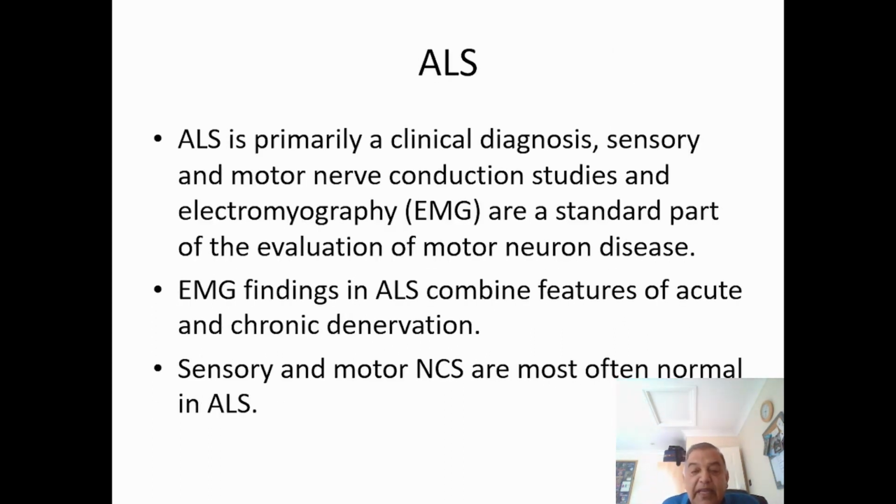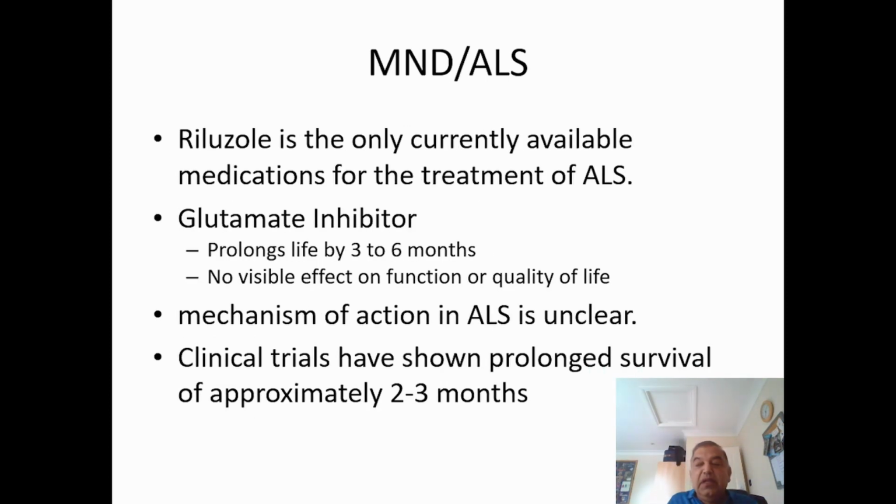Now, how do we diagnose ALS? It's primarily a clinical diagnosis. Sensory and motor nerve conduction studies are carried out. The sensory conductions are normal, and EMG is basically diagnostic, though the diagnosis is made mainly clinically, and the EMG would support the clinical diagnosis. There is a well-laid diagnostic criteria which is followed, and one has to be completely sure before offering this diagnosis to the patient.